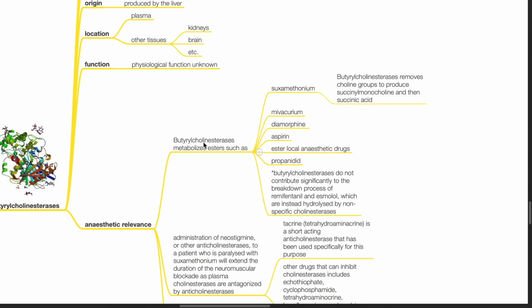Butyrylcholinesterases metabolize esters such as suxamethonium, mivacurium, diamorphine, aspirin, ester local anesthetic drugs, propanidid, etc. Butyrylcholinesterases remove choline groups to produce succinylmonocholine and then succinic acid in the breakdown of suxamethonium. Butyrylcholinesterases do not contribute significantly to the breakdown process of remifentanil and esmolol, which are instead hydrolyzed by non-specific esterases.